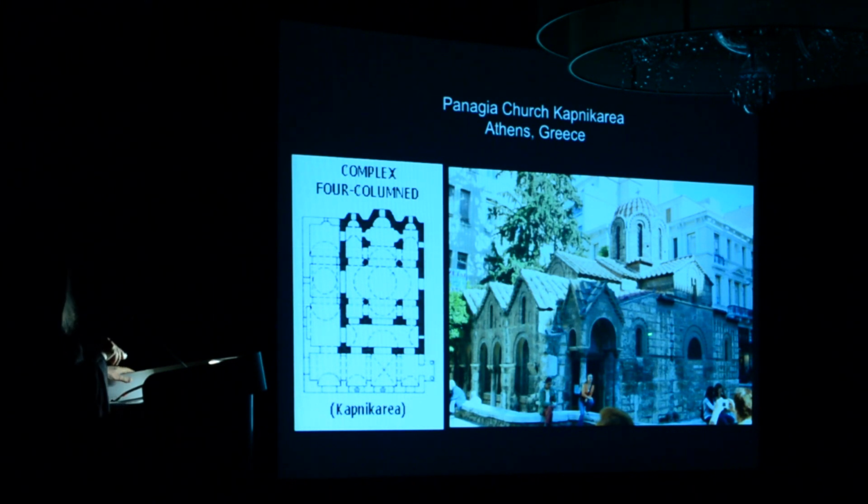This is a church, Panagia Kapnikarea, very close to Syntagma Square in Athens. This is the university church of the University of Athens. A typical Byzantine church of the 10th, 11th century. A very elongated upward dome. Now you can see it almost becomes a cylinder with a little bit of curve, and a very detailed kind of structure. This is the design. It's very complicated for a small church.